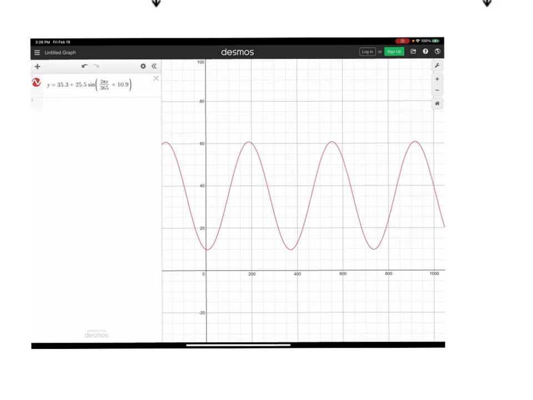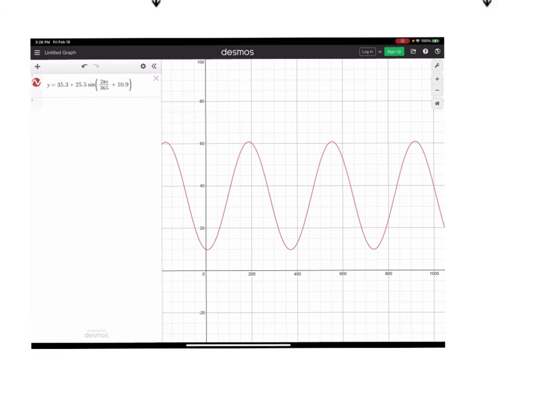And this function, I got off of a problem that says the daily consumption C, which would be Y in our case, in gallons of diesel on a farm, is modeled by this. X in this case is T. And it asks, what is the period? Well, the period is what is dividing the 2 pi. So the period in this case is 365 days. What do you expect?